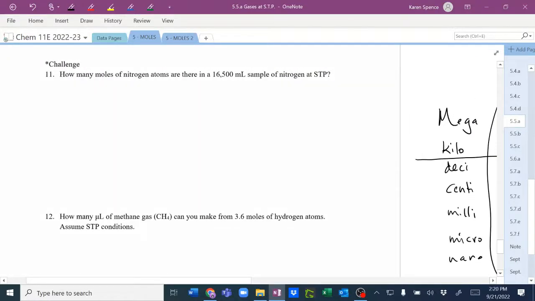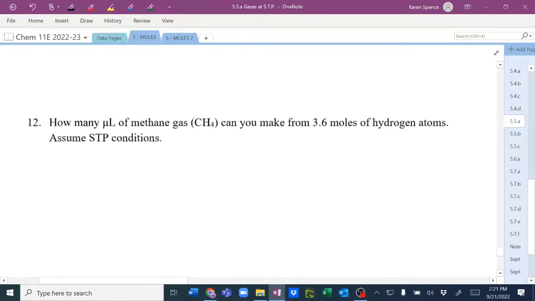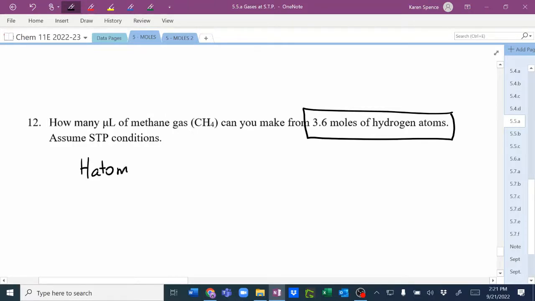Okay, I would actually like to go through number 12 with you guys just to make sure that the whole process makes sense, okay? So when I look at this, I say, I am starting with hydrogen atoms. Eventually, I want to make my way to microliters of methane.